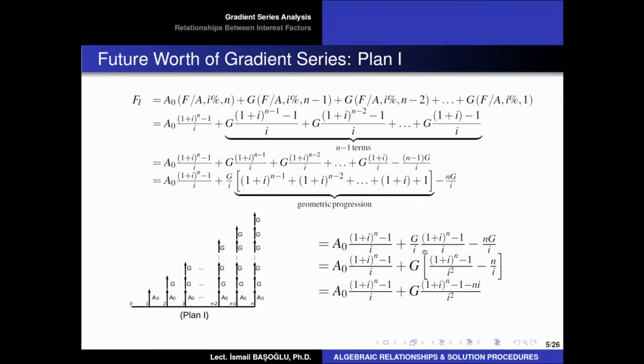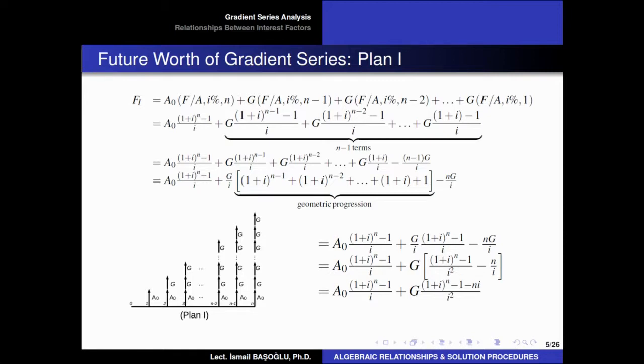n G over i. Now, in the last, we are just going to keep this A0 times the uniform series compound amount factor as it is. Plus, in the last two terms, we have a common multiplier of G. So G is just going to be taken outside the parentheses. And then we are just going to do a small algebra between the multipliers of G in the first and the second component. And the resulting formula would be G times ((1 plus i) to the power n minus 1 minus n i) over i squared. So this is the future value of the gradient series. This is how we calculate the total accumulated amount.